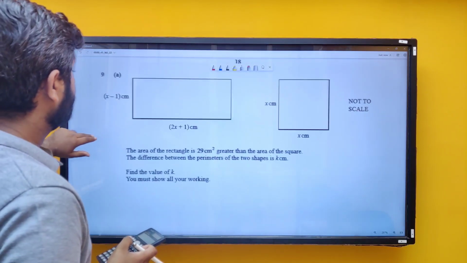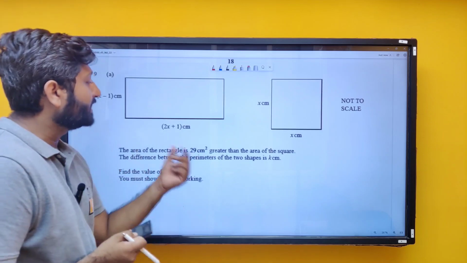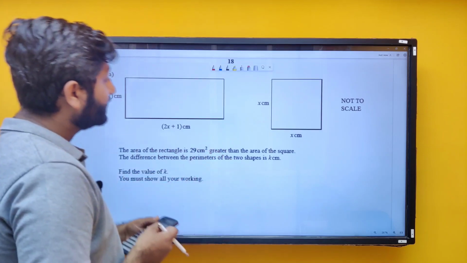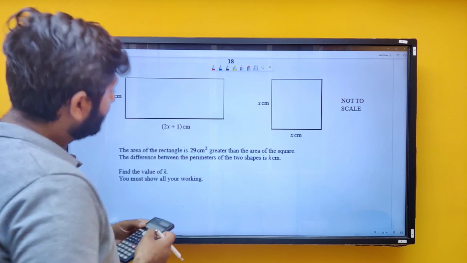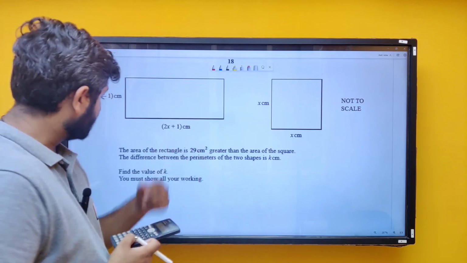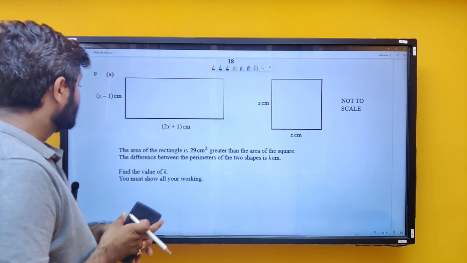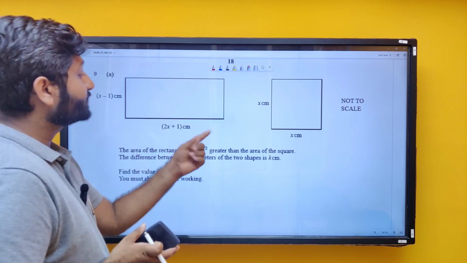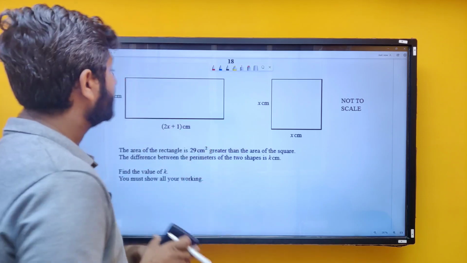Next one. The area of a rectangle is 29 centimeters square greater than the area of a square. The difference between the perimeters of the two shapes is k. Find the value of k. So the area of the rectangle is 29 centimeters square greater than the area of the square.